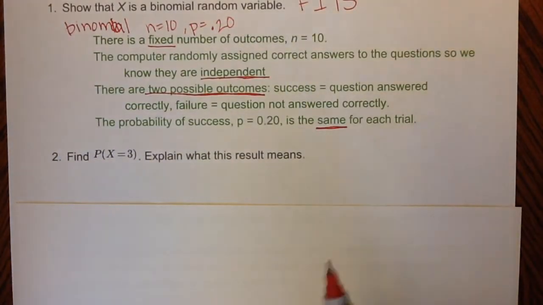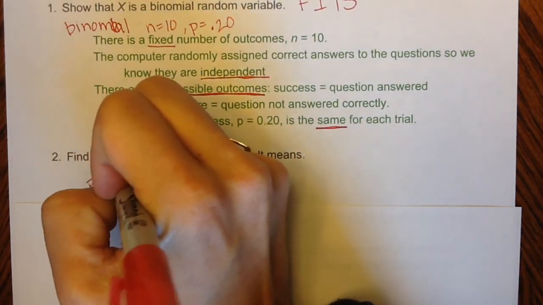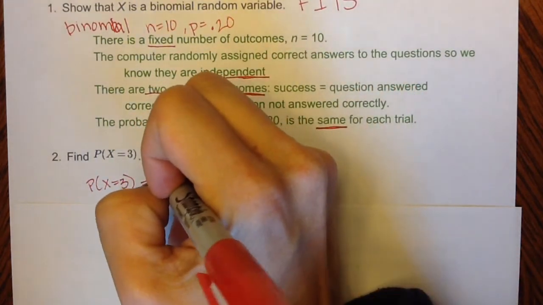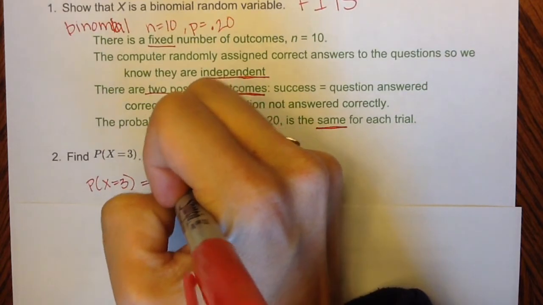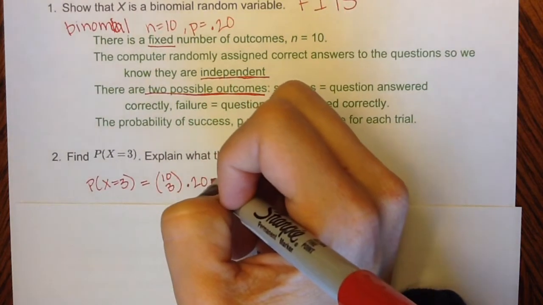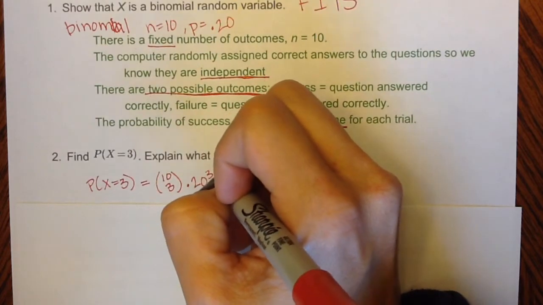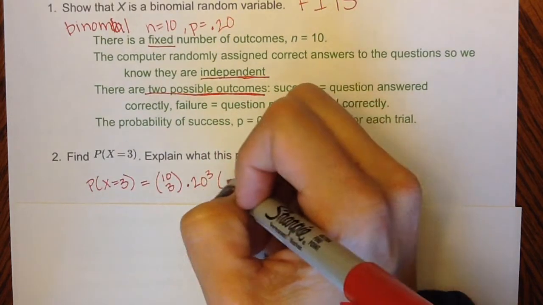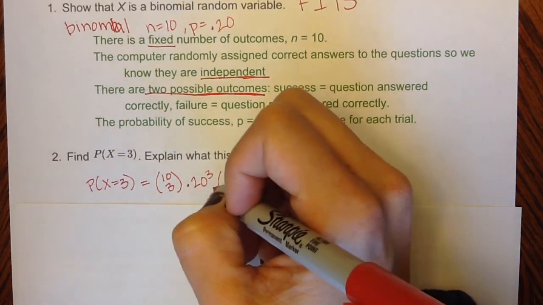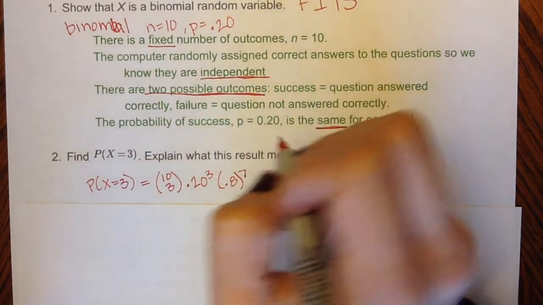So we can write down that formula and work through that. In this case, the probability that x is equal to 3 is equal to our n is 10, choose k is 3, and our probability is 0.2 to the k, which is 3, times 1 minus p, which would be 1 minus 0.2, so that's 0.8, to the n minus k. Our n was 10, our k was 3, so it's going to be to the 7th power.